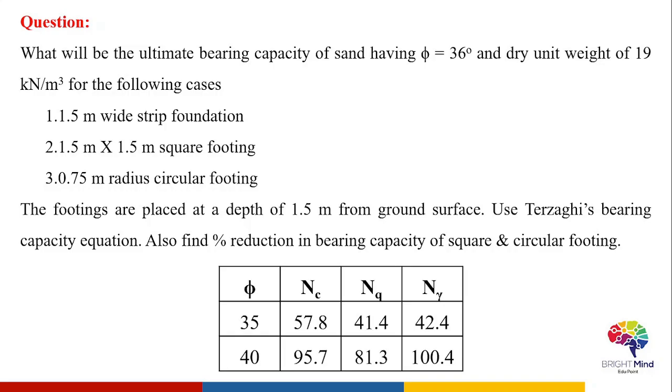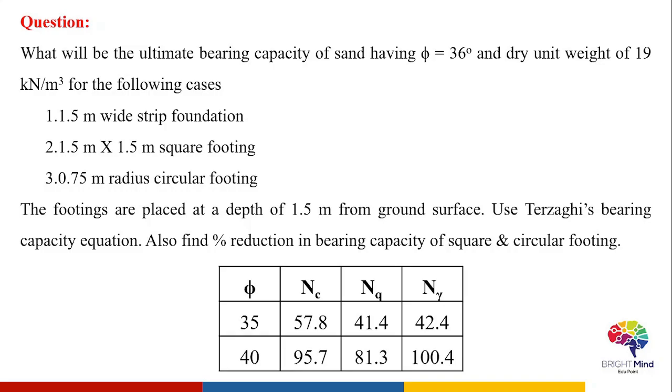The first case is if a strip footing is constructed over the soil having 1.5 meter width. In second case, if a square footing of size 1.5 by 1.5 meter is constructed over this soil, and in the third case, if a circular footing of 0.75 meter radius is constructed over this soil. The footings are placed at a depth of 1.5 meter below the ground surface.